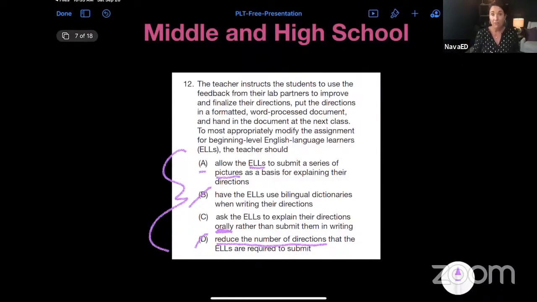Now, this is great for your pre-K and elementary ed teachers as well. This is a middle and high school question. It does come from the ETS study companion. Let's take a look at the question.